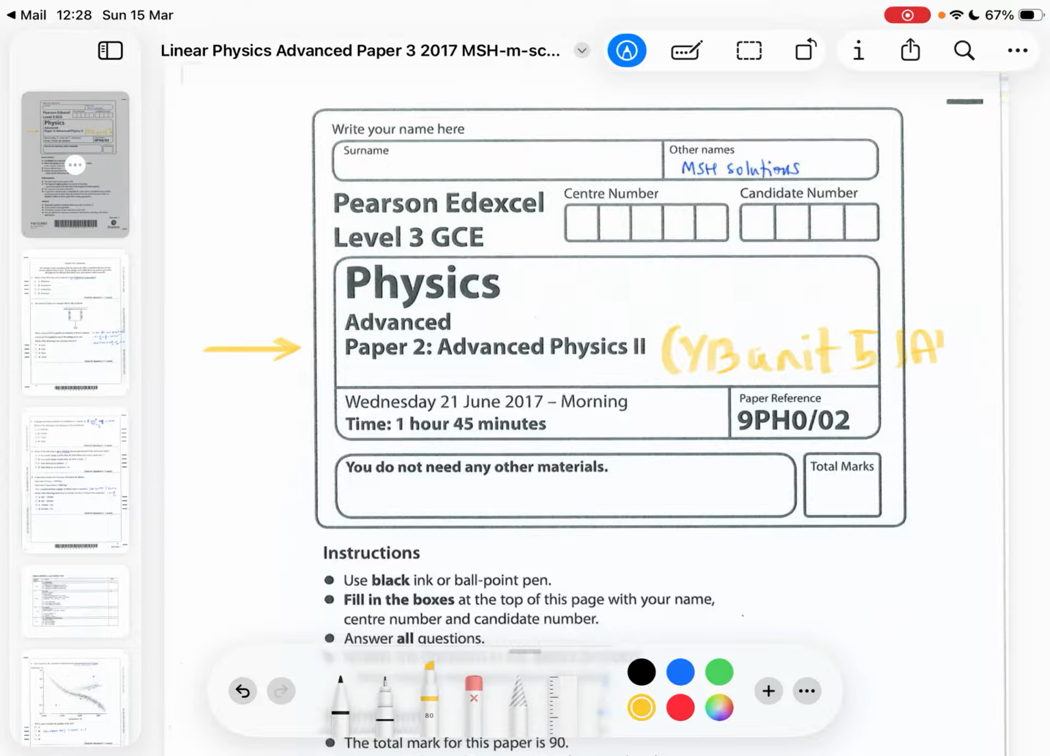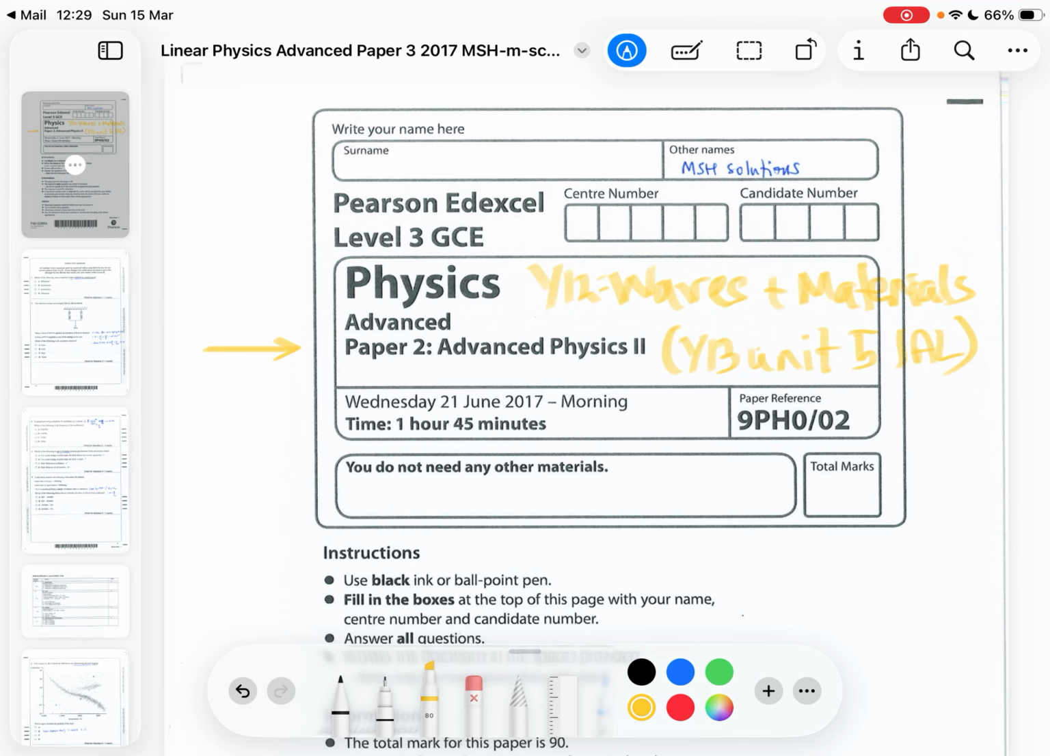IAL, but it also includes waves and materials from year 12. So year 12 is 2 topics and year 13 is the same content as IAL Unit 5. So the style of the questions is slightly different. So you can use these if you've done all your IAL papers and you want to have a look at some more questions.